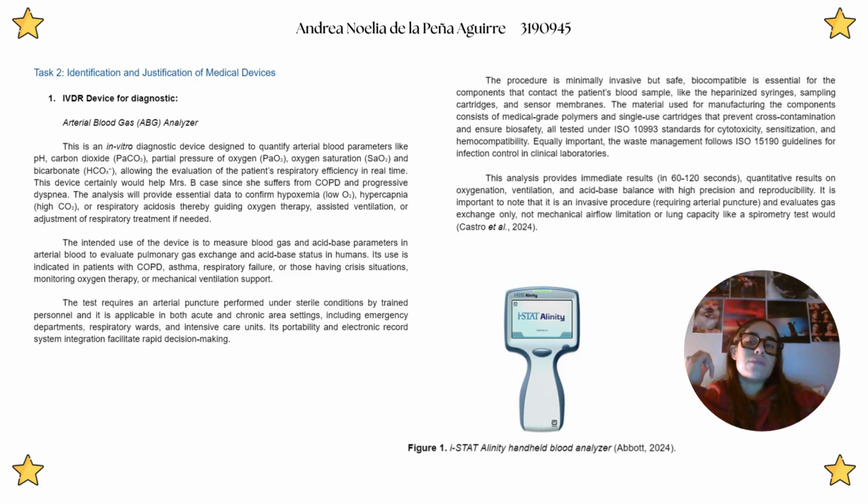The first device chosen is the arterial blood gas analyzer, an in vitro diagnostic device used to quantify arterial blood parameters such as pH, carbon dioxide, partial pressure of oxygen, oxygen saturation, and bicarbonate. This device helps evaluate the patient's respiratory efficiency, which is particularly relevant for Mrs. B's COPD condition. It can confirm hypoxemia, hypercapnia, or respiratory acidosis, thus guiding oxygen therapy or ventilation.